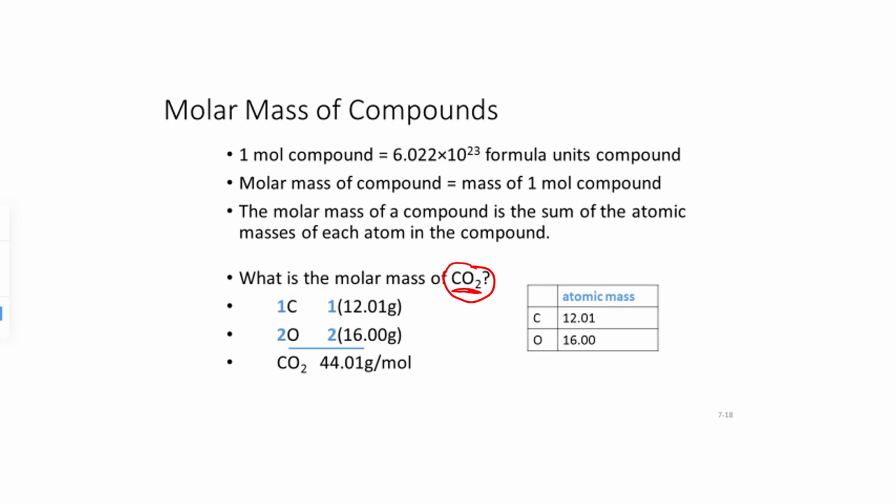Now where did these masses come from? Directly from the periodic table. So if you have your periodic table handy, you can look up these masses on the periodic table.